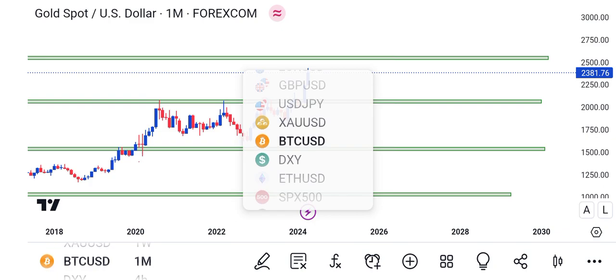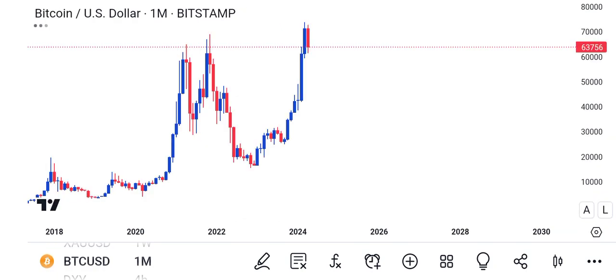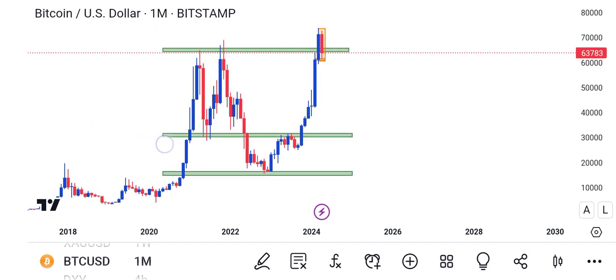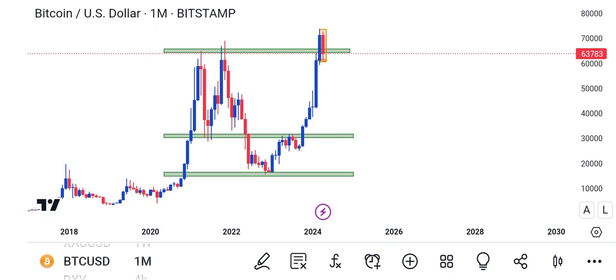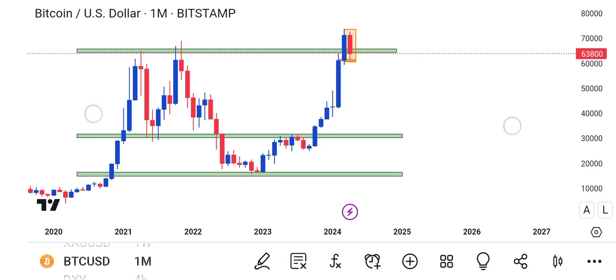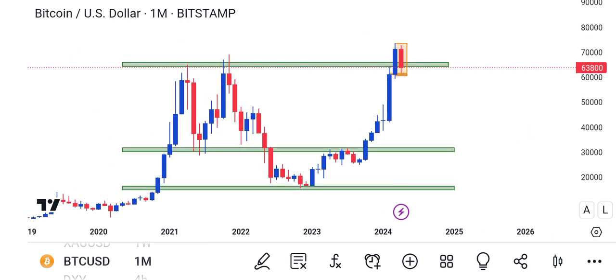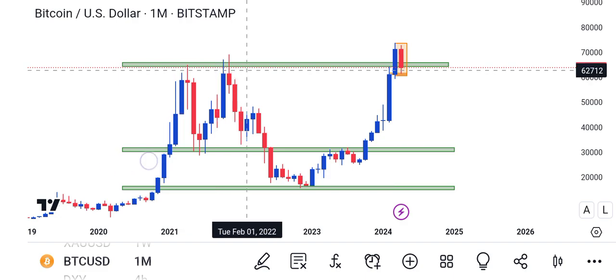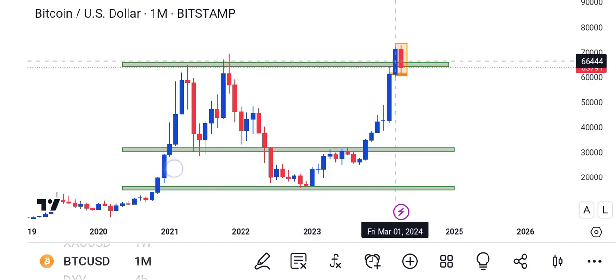Bitcoin is in the range. Bitcoin is in the range. But on the monthly time frame, Bitcoin is giving me a potential triple top. This is the first top, this is the second top, and this is like a third top.